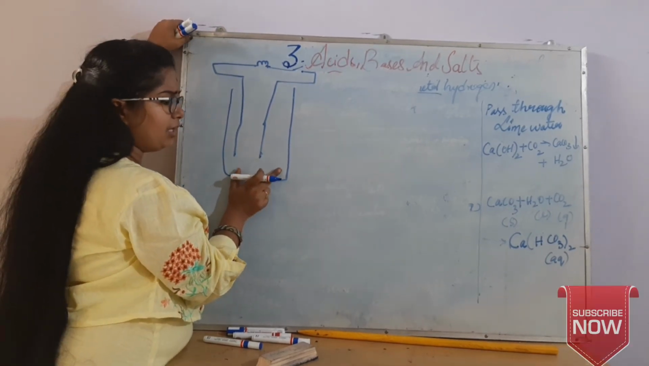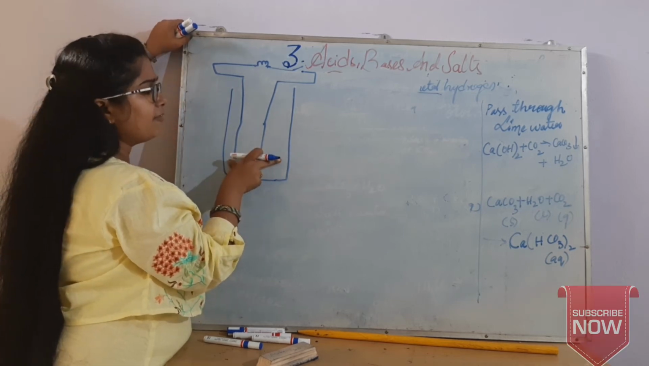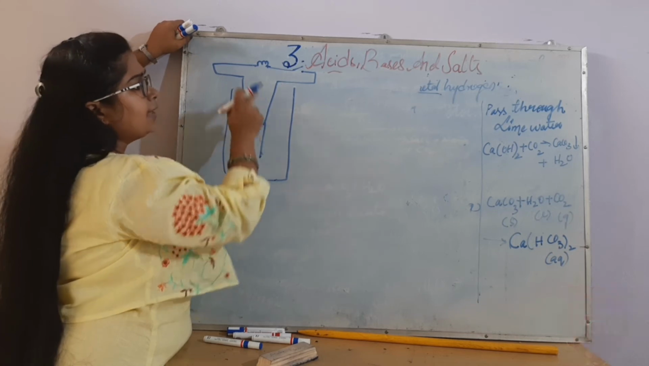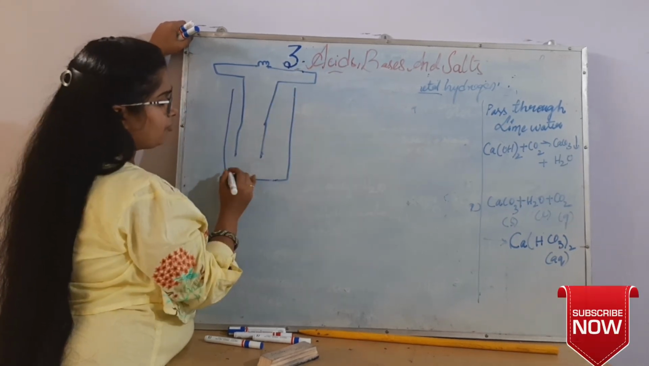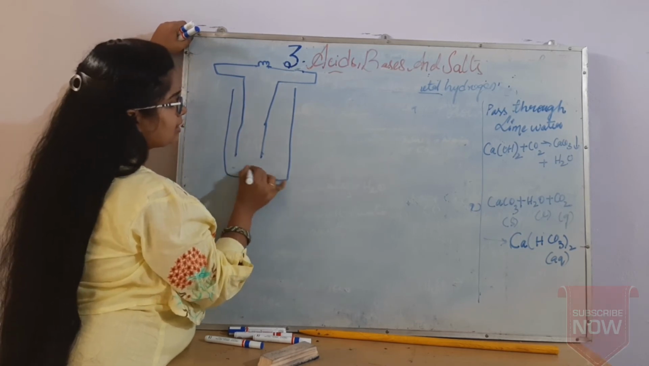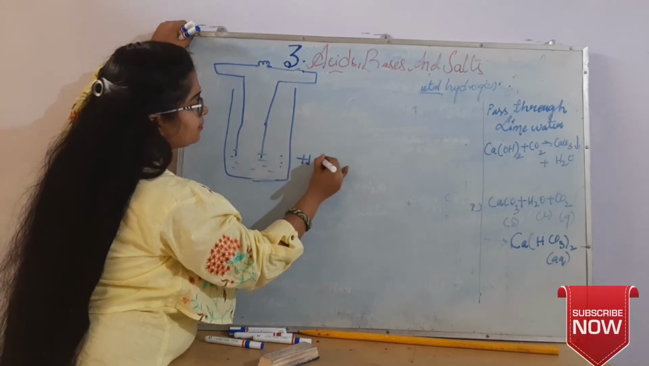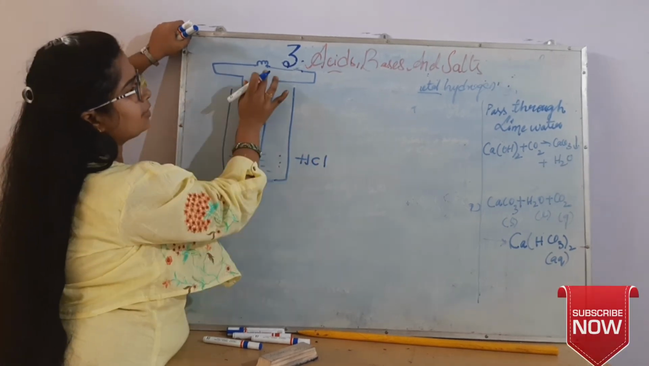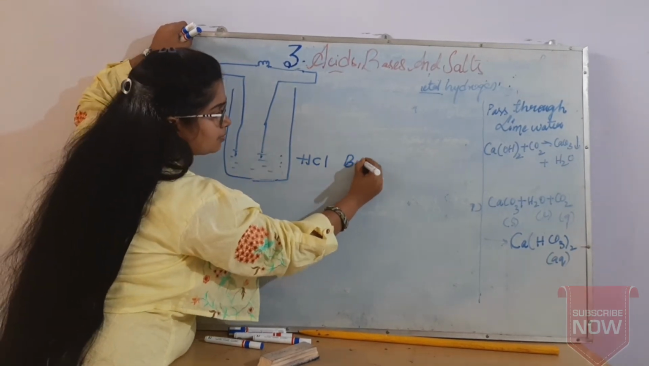Now here in this, you add an acid, from which H plus ions will come out. If the key switch is on, first in this you add some HCl and check whether the bulb glows or not. Yes, the bulb glows.